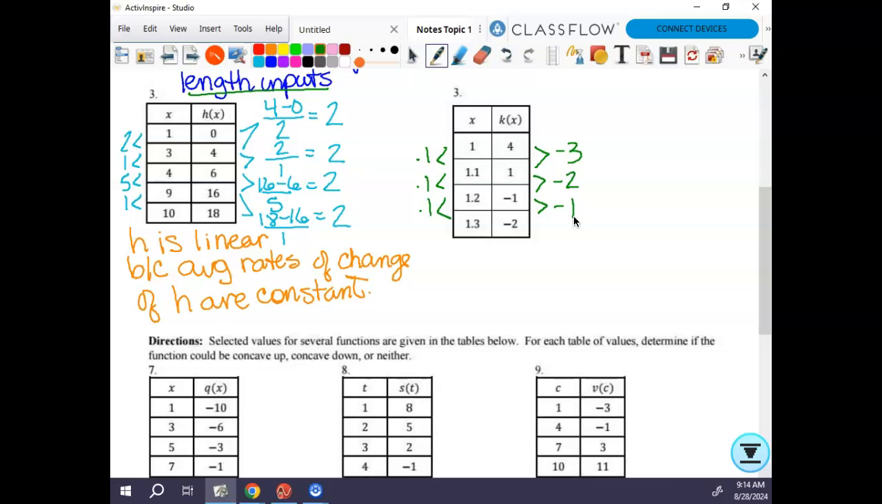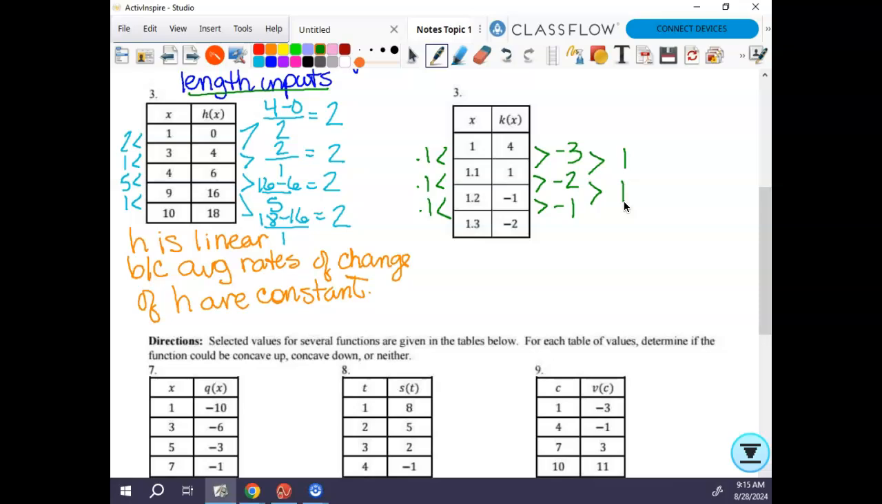I don't have the actual rate of change, but that's okay. It still wouldn't work out because notice I divide each one of these by the exact same number, so it still wouldn't work. So I'm going to find the second differences. Negative 2 minus a negative 3 is 1. Negative 1 minus a negative 2 is 1. My second differences are constant. I don't have the rates of change, but I have my second differences.